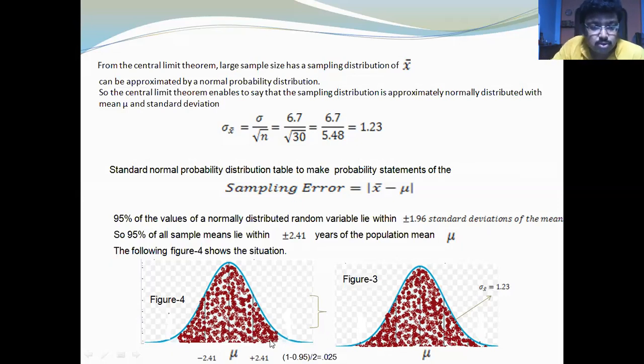So I hope you have understood the interval estimation of the population mean.